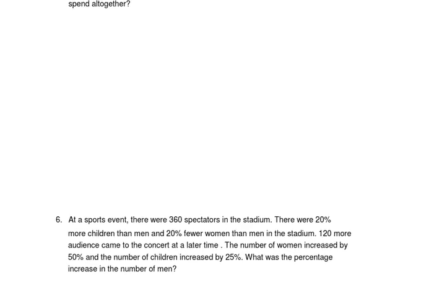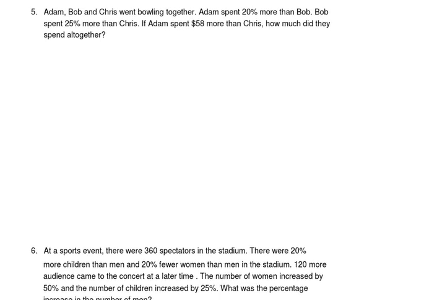Okay, Adam, Bob, and Chris went bowling together. Adam spent 20% more than Bob. Bob spent 25% more than Chris. If Adam spent $58 more than Chris, how much did they spend altogether? So we have 3 persons, Adam, Bob, and Chris. Based on the second and the third sentence, second sentence is Adam spent 20% more than Bob. Third sentence is Bob spent 25% more than Chris.